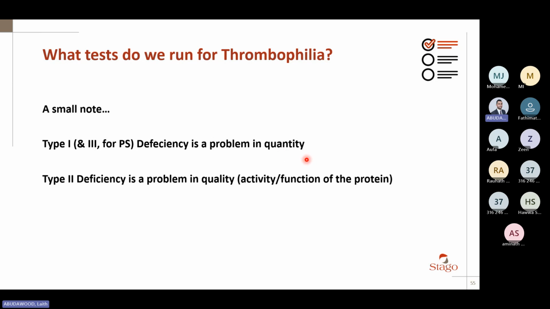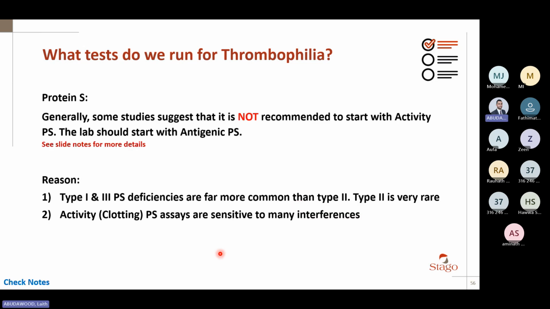So whenever I say type 1 deficiency or type 3 deficiency, I'm describing an issue with the quantity of the thing I'm measuring. Whenever I say type 2 deficiency, this is a problem with the function of the protein. So maybe, for example, it has a mutation. The quantity may be normal, but the function is not normal because a mutation usually or sometimes would ruin the function of a certain protein or would reduce its function. So type 2 is a qualitative issue. It's an activity or function issue. Okay, so this is very important. Now, starting with the protein S.